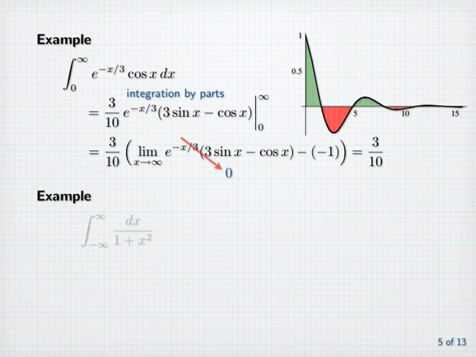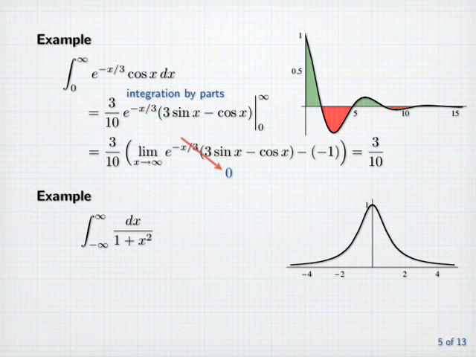Another example. The integral from minus infinity to infinity of dx over 1 plus x squared. If this improper integral converges, then we can interpret its value as the area under the graph of 1 over 1 plus x squared over the entire real number line. The integrand is an even function, so symmetry tells us that this integral will be equal to 2 times the integral from 0 to infinity of 1 over 1 plus x squared dx.